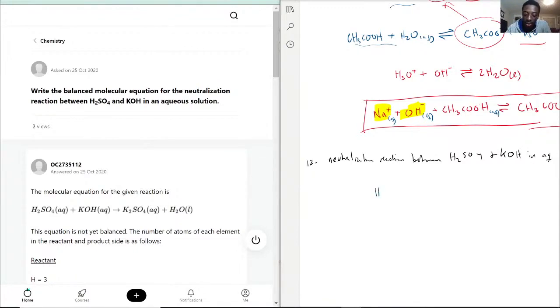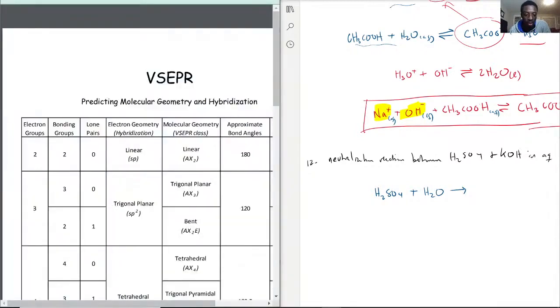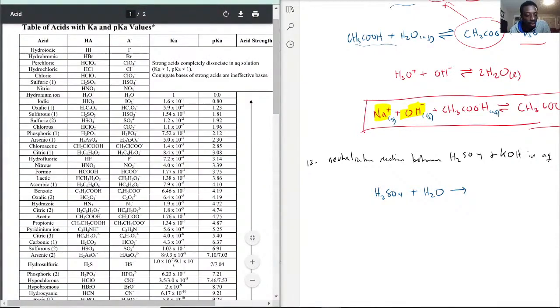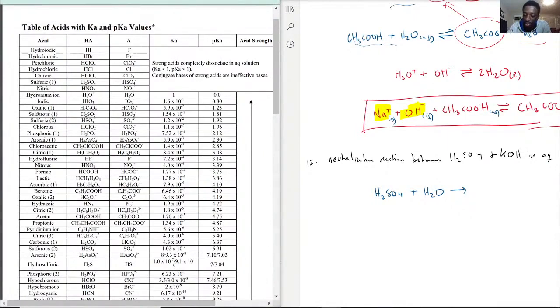So we have H2SO4 plus H2O, and it is a strong acid actually, the first one, or is it? I was confused. Sulfuric acid is actually, yes, it is a strong acid, the first one. So it dissociates completely to where it gets HSO4 minus plus H3O plus.